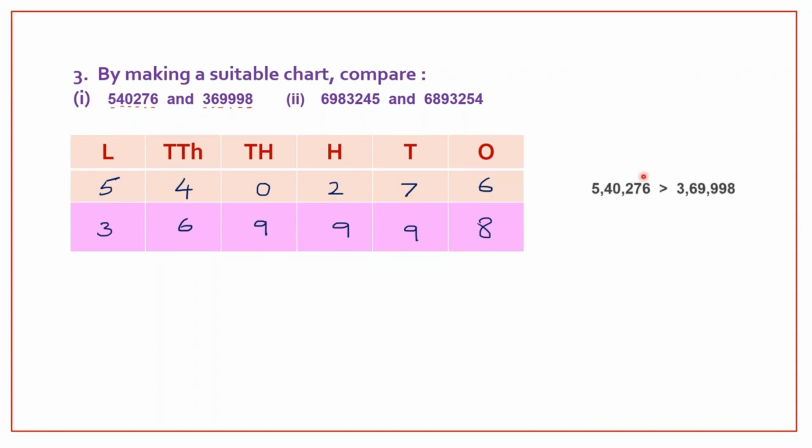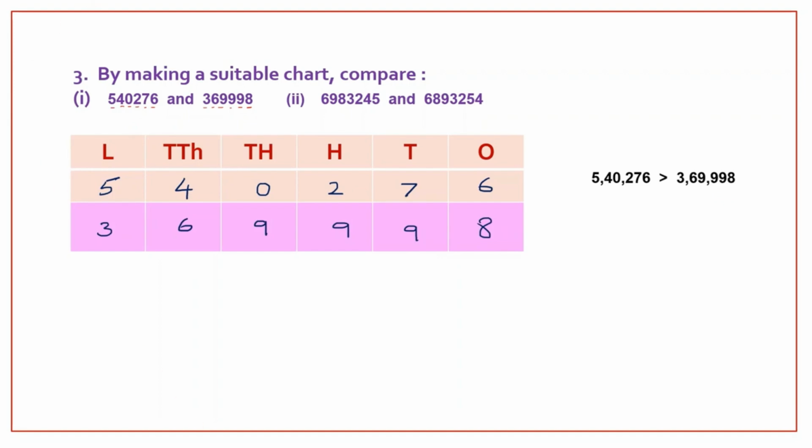So let's write that down. So here we have 5,40,276 is greater than 3,69,998.